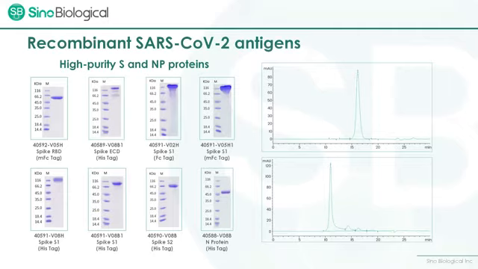Here are several proteins we obtained after the recombinant expression. We produced the RBD, S ECD, and several spike fragments. We also successfully obtained the N proteins. When we check their HPLC properties, we can see a high percentage of the main component for the proteins.